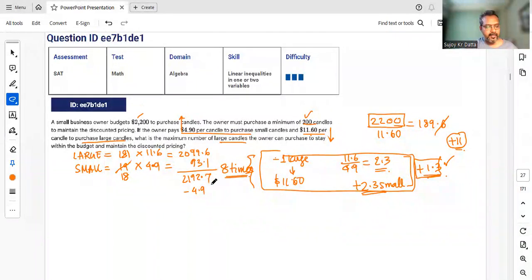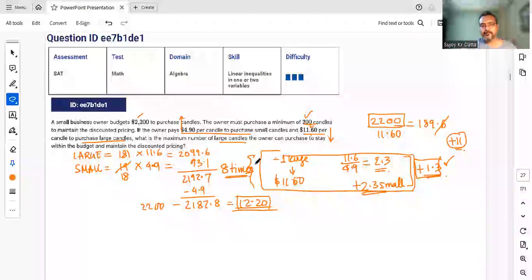So minus 4.9, that means you have just spent 2187.8, but you had 2200 left, right? So how much balance do you have? You have the difference, 2200 minus this is 12.20, okay? Use calculators freely. 12.20 is enough to buy you one more of the large one, right? Because that's costing you only 11.6. So that means instead of 181, I can do 182.